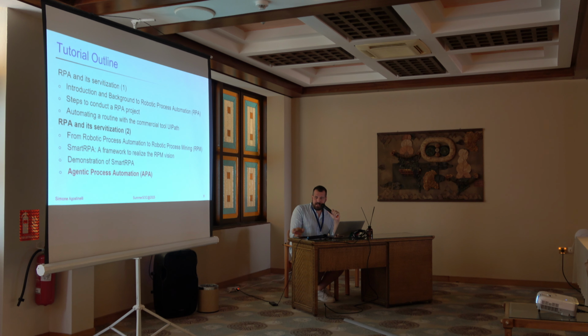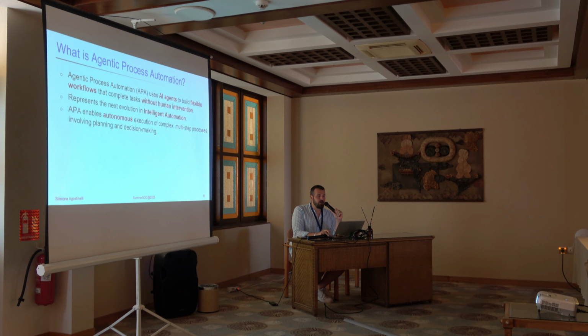Saying this, we can enter the last part of the tutorial about agentic process automation. It is less than one year that we have these AI agents, and the goal of agentic process automation is to go towards an autonomous direction, because with Smart RPA we are still in the automated scope. Smart RPA does not have the capabilities to predict the next step to do.